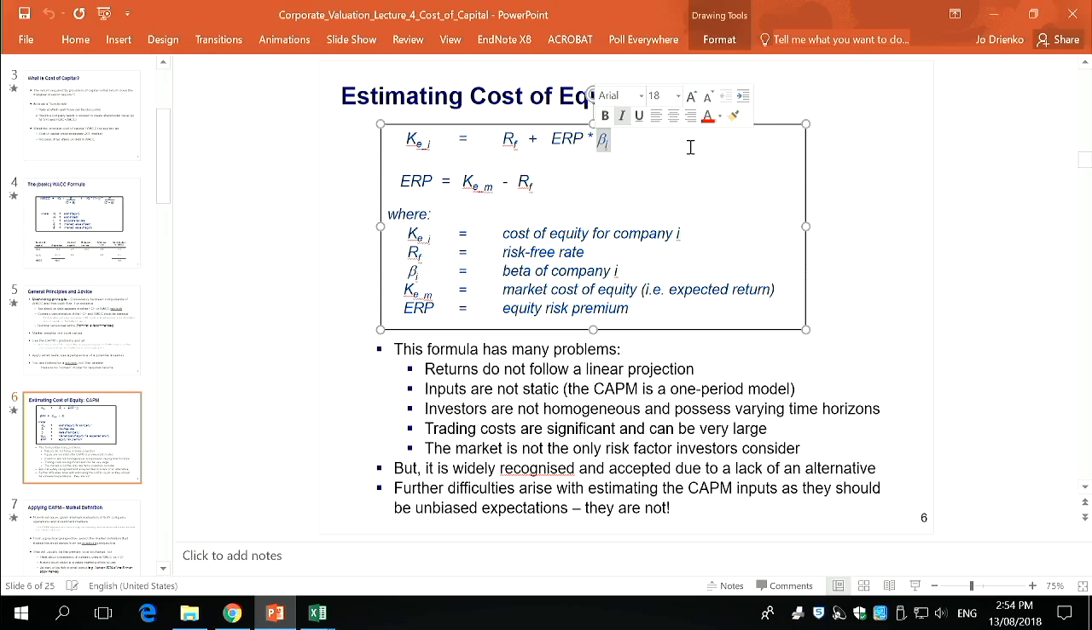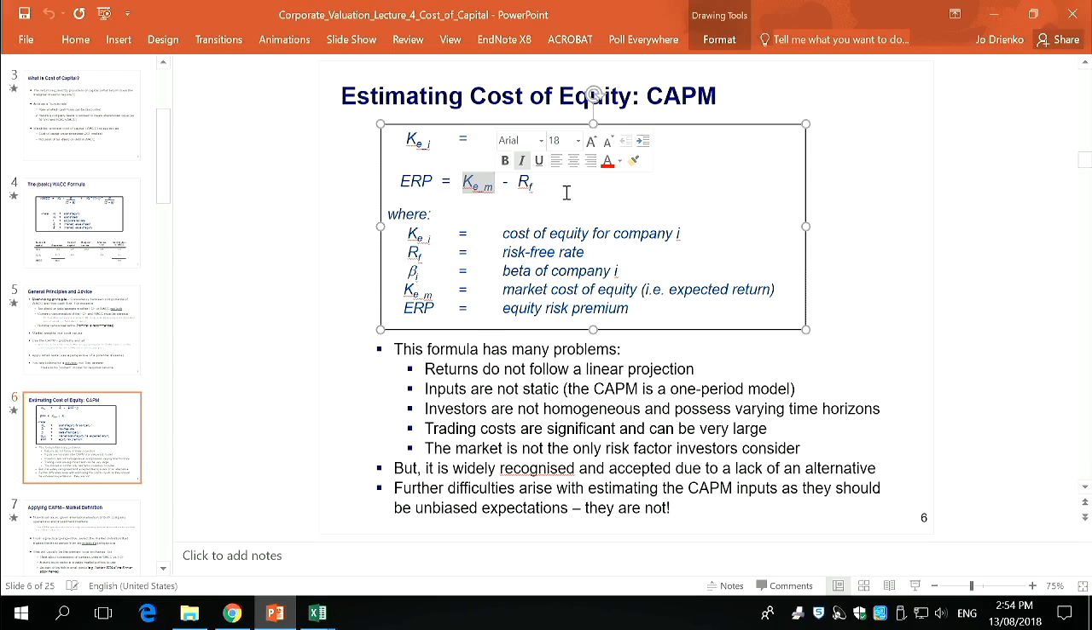Okay. So ERP is the expected return on the market portfolio minus the risk-free rate. Right? That's the ERP. Again, historically around 6%. You've seen this before. Maybe your lecturer before didn't talk about all the problems.